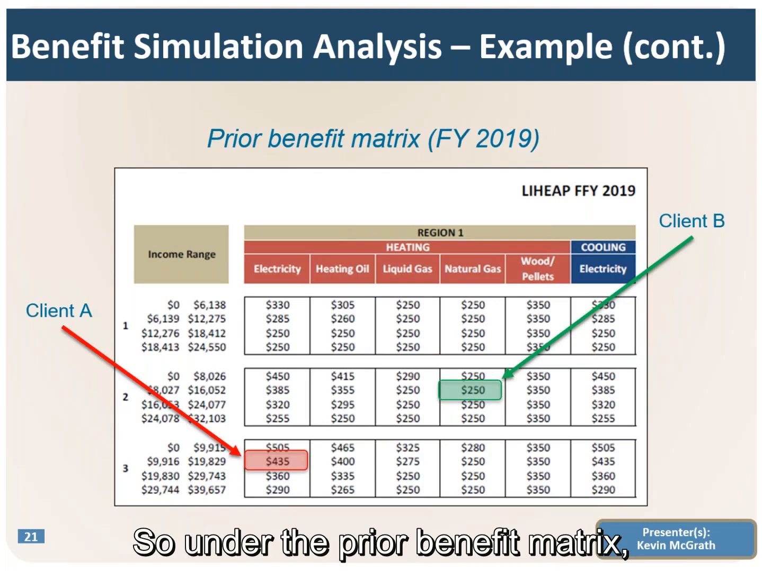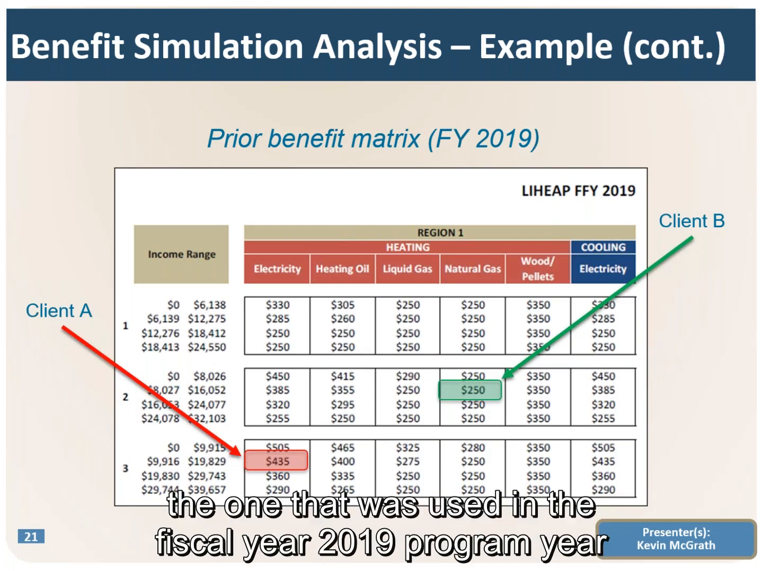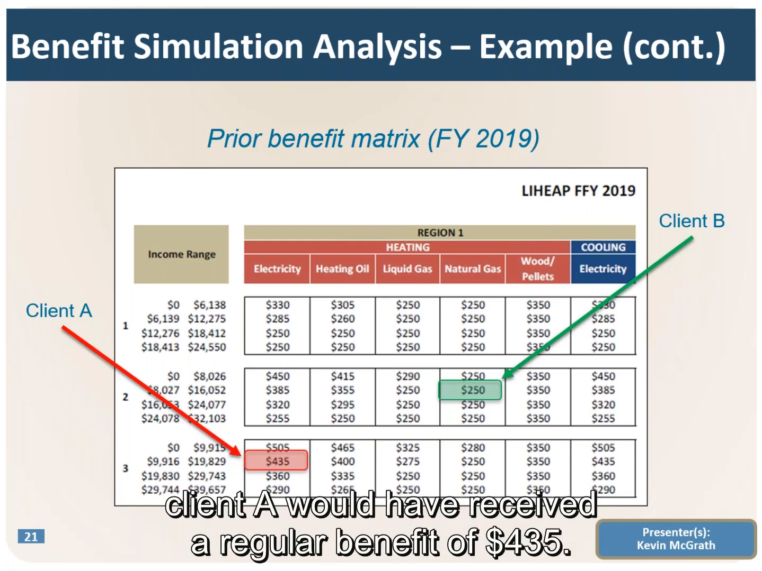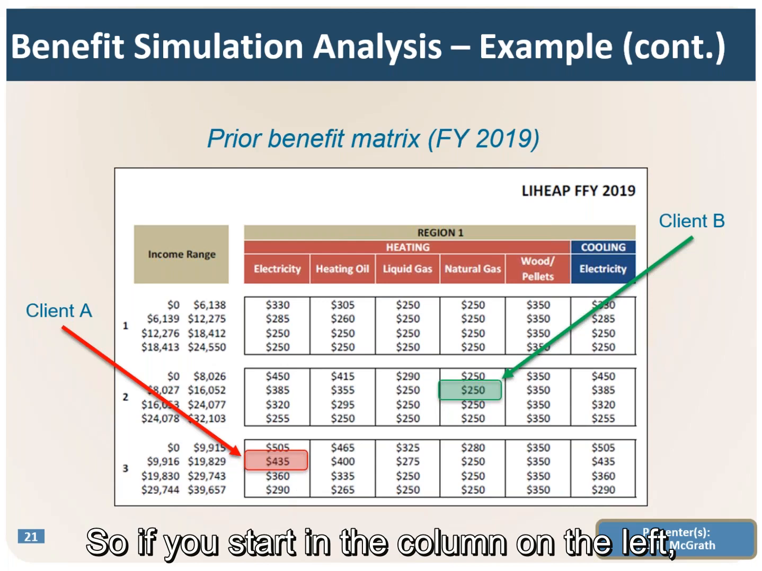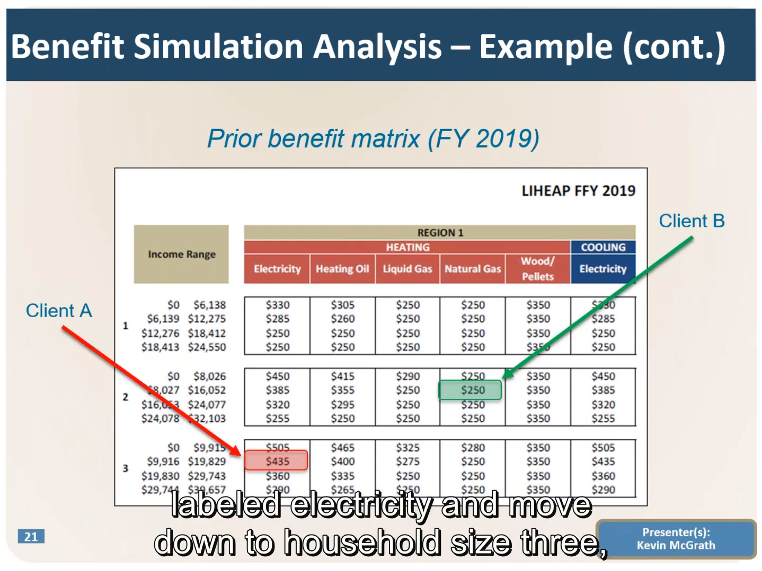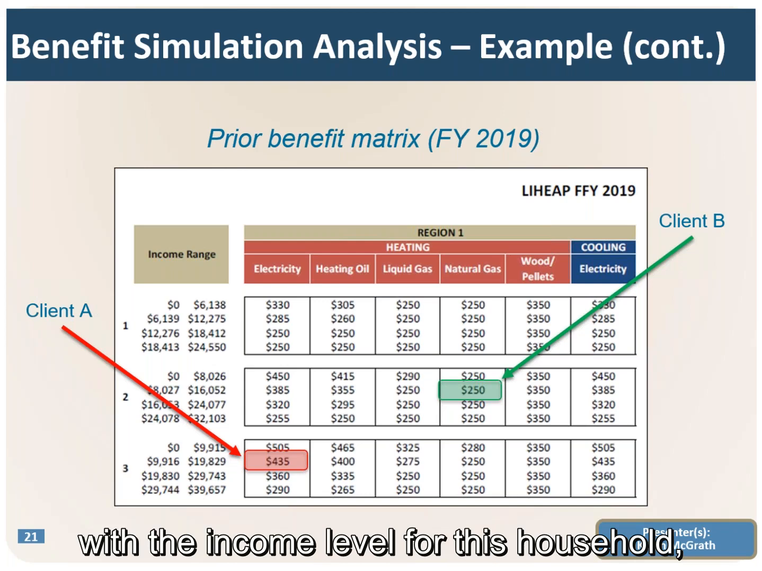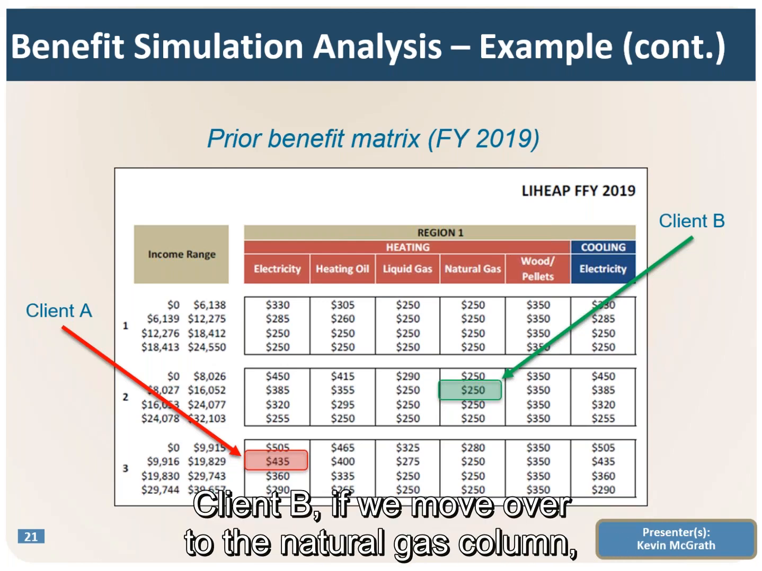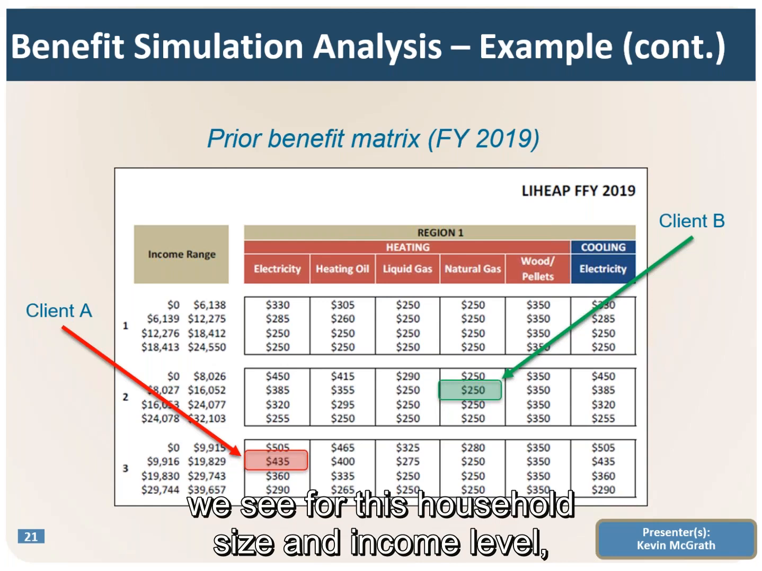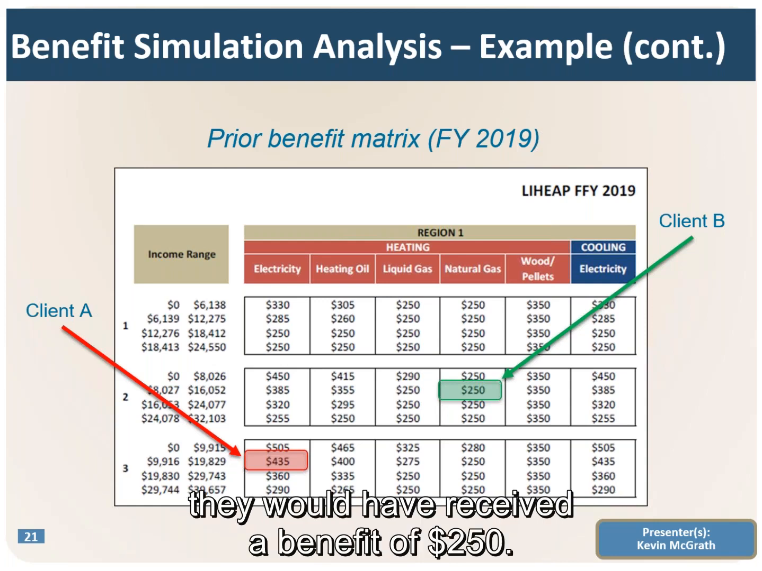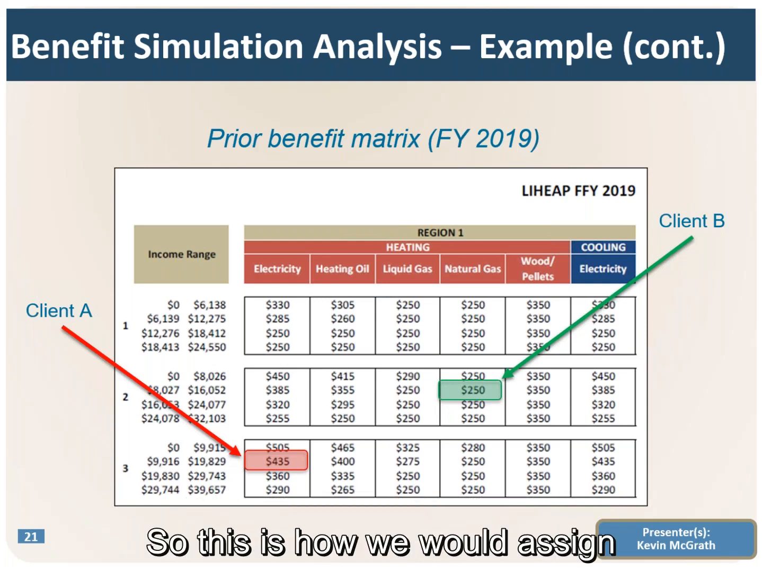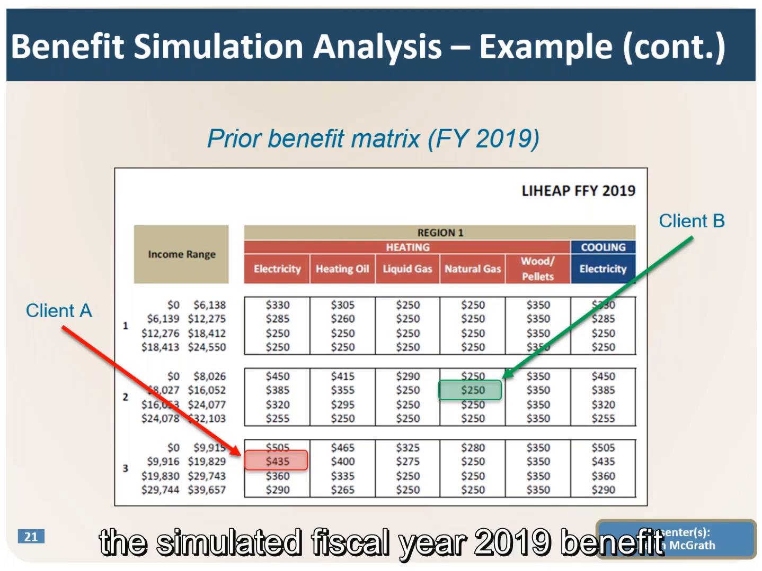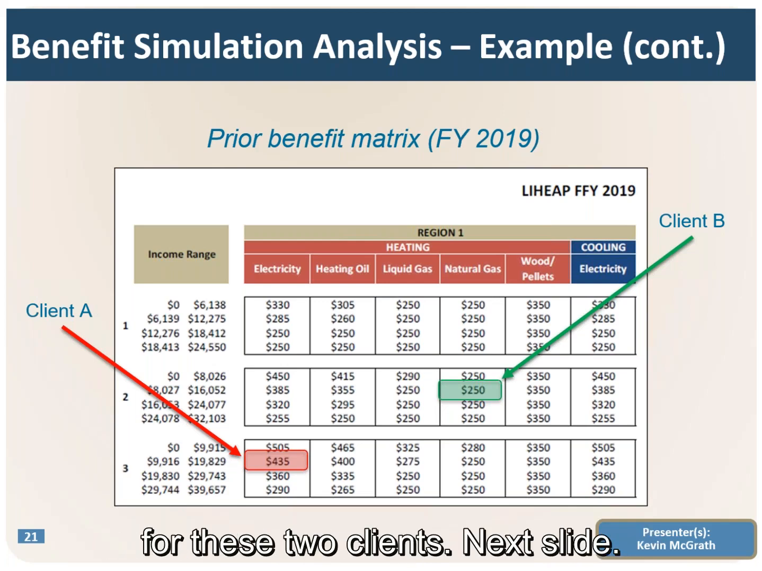So under the prior benefit matrix, the one that was used in the fiscal year 2019 program year, client A would have received a regular benefit of $435. So if you start in the column on the left labeled electricity and move down to household size 3 with the income level for this household, we see the benefit amount circled in red. Client B, if we move over to the natural gas column, we see for this household size and income level, they would have received a benefit of $250. So this is how we would assign the simulated fiscal year 2019 benefit for these 2 clients.